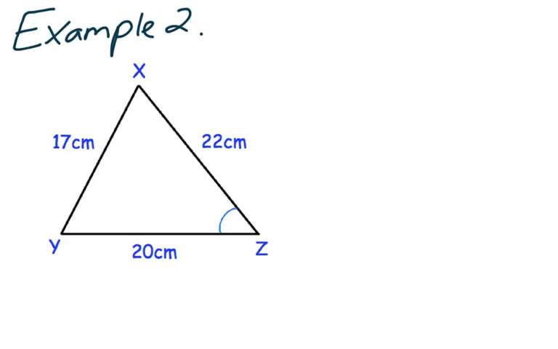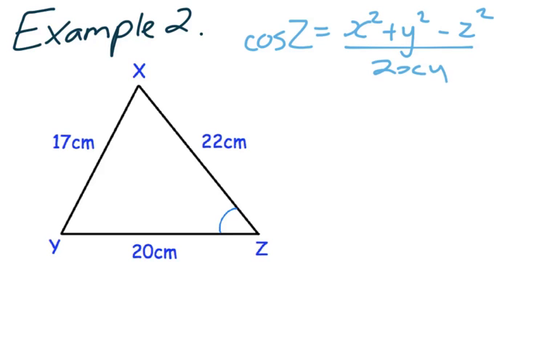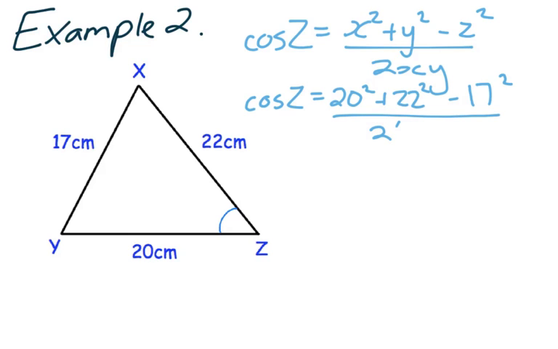Second example is using the sides to find an angle. So we're trying to find angle Z. So we're going to have cosine of Z is equal to x squared plus y squared take z squared, over 2xy. Then we fill in what we know. So we've got cosine of Z is equal to 20 squared plus 22 squared take 17 squared, divided by 2 lots of 20 times 22.